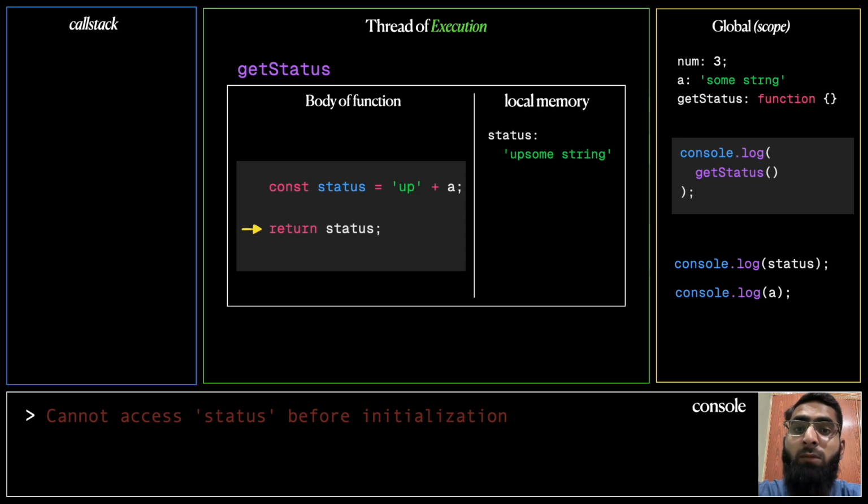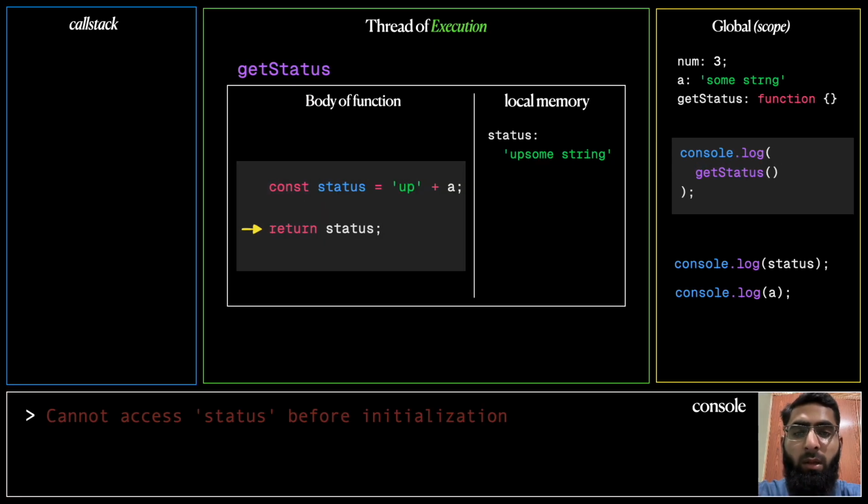The fact that it was able to access the value of a from its outermost scope is what is known as scope chaining in JavaScript. So after hitting the return statement, the getStatus function execution gets completed. The value up some string is returned back to the point where the function was called, in this case to the console.log statement. At this point, the execution context of getStatus is destroyed and the garbage collector of the V8 engine will reclaim the unused memory in its garbage collection rounds.